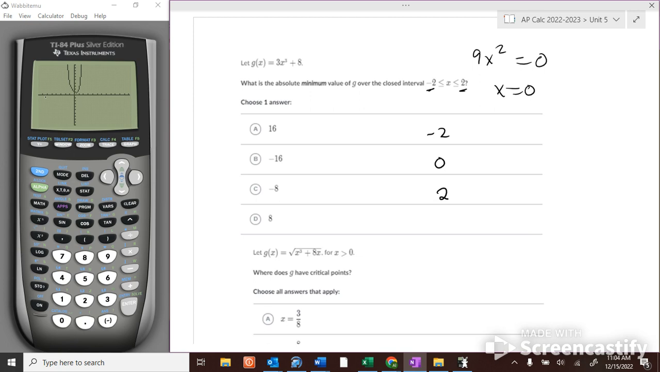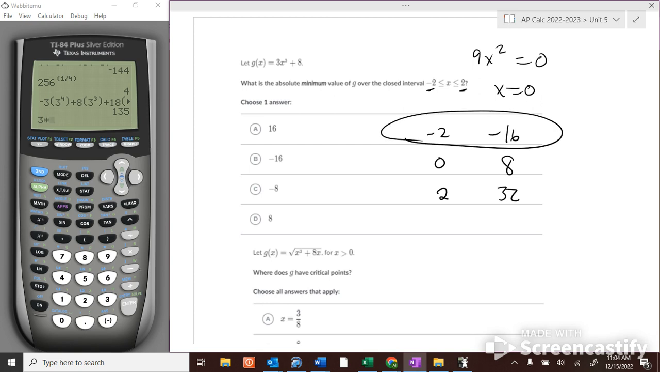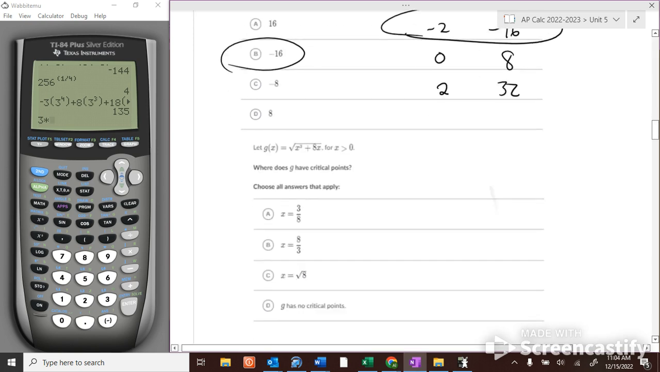So -2 to the third is -8. -8 times 3 is -24. Why did I even go to the calculator for that? -24 plus 8 is -16. So this is -16. If we stick in a 0, we're going to get 8. If we stick in a 2, we're going to get 24 plus 8, which is like 32. There's our absolute minimum, -16.